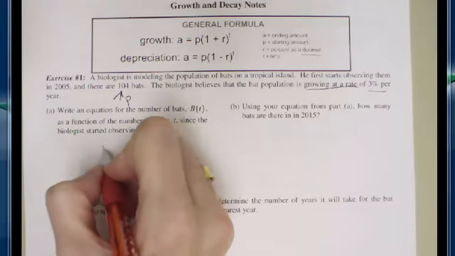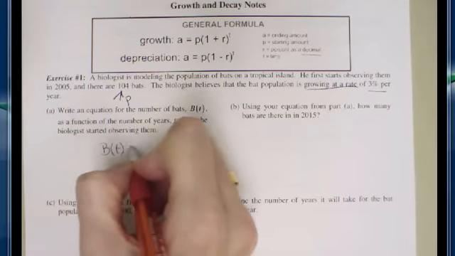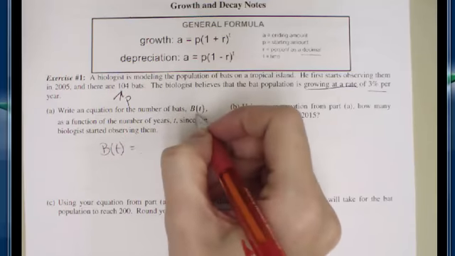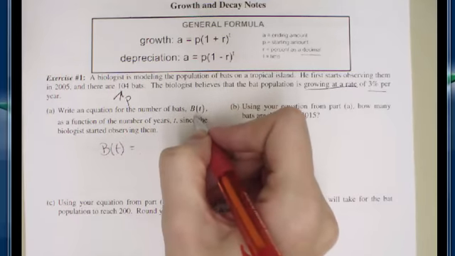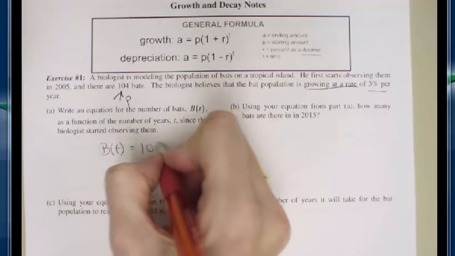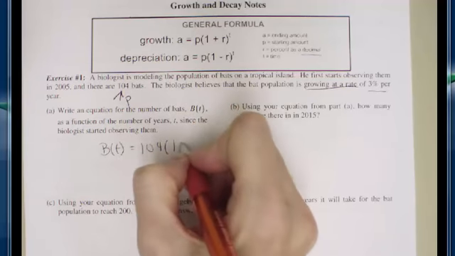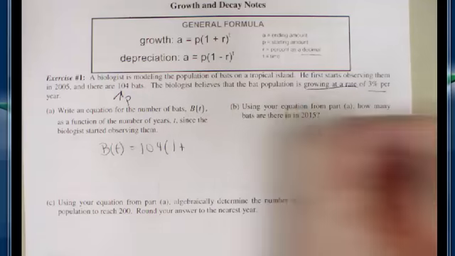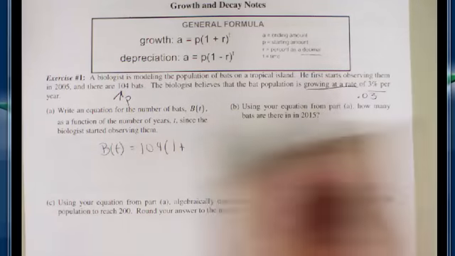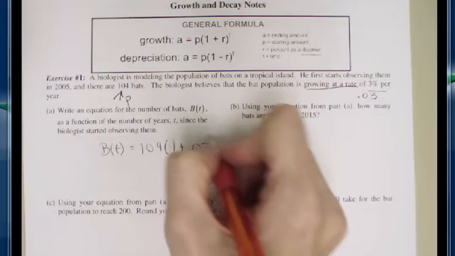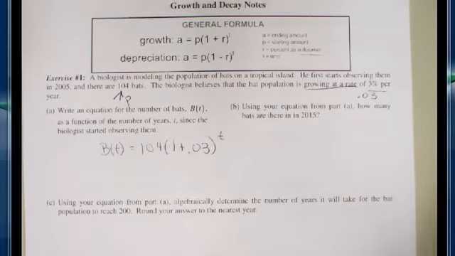So a formula for that will be B of T. If they give you some function letter they want, make sure to use it. We'll start with 104. 1 plus the 3% becomes 0.03, moving it over 2 places, to the T. So there is our formula.